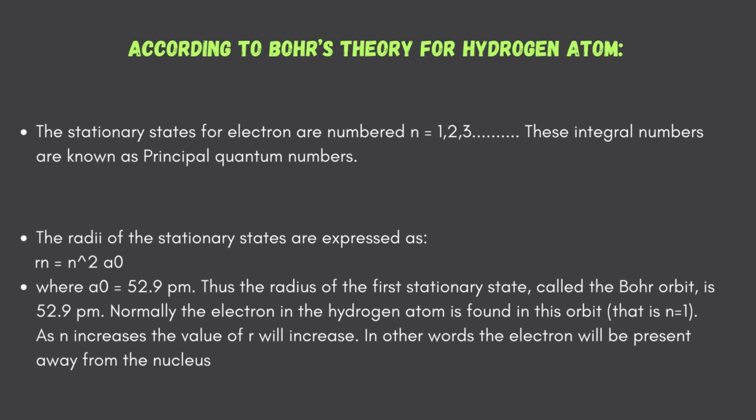The radii of the stationary states are expressed as r_n equals n square into a0, where a0 equals 52.9 pm. Thus the radius of the first stationary state, called the Bohr orbit, is 52.9 pm. Normally the electron in the hydrogen atom is found in this orbit, that is n equals 1. As n increases, the value of r will increase. In other words, the electron will be present away from the nucleus.